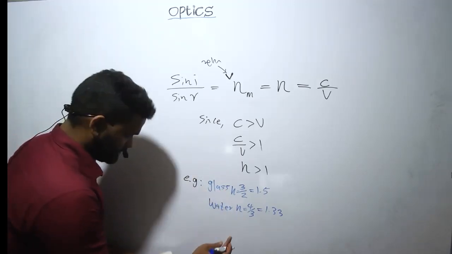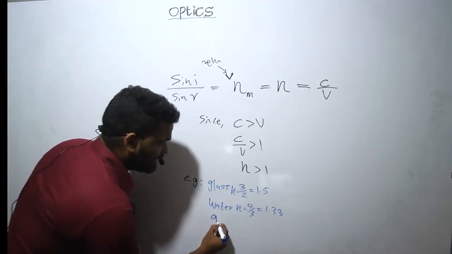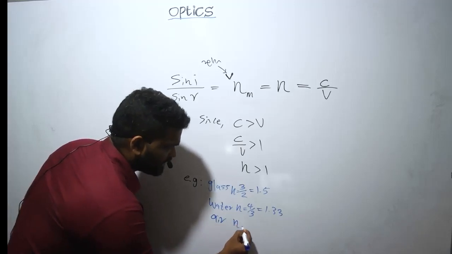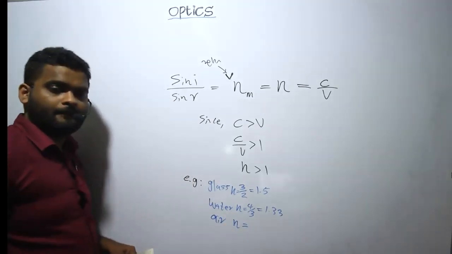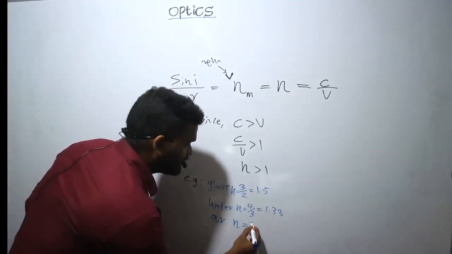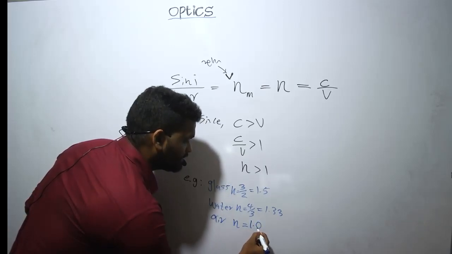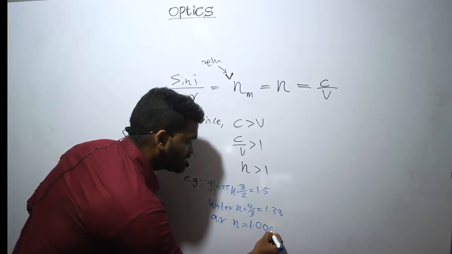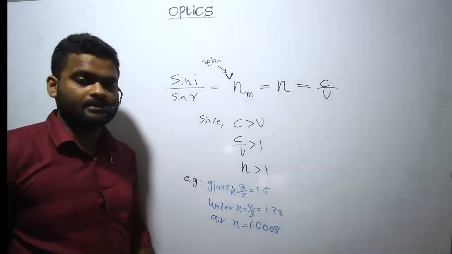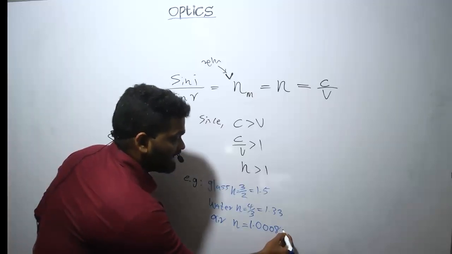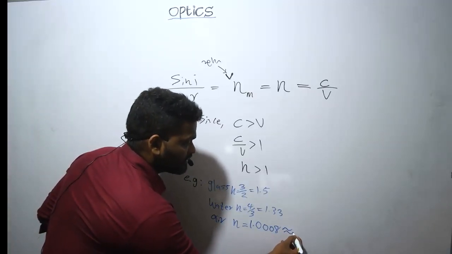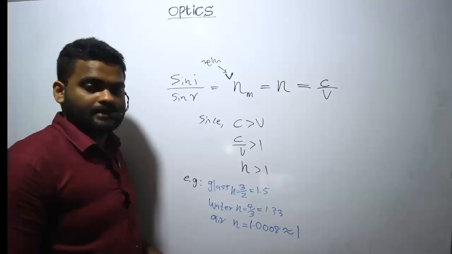Glass, water, then air. So what is the refractive index of air? It is actually this value, 1.0008. Okay, you can see this is closer to 1, right?